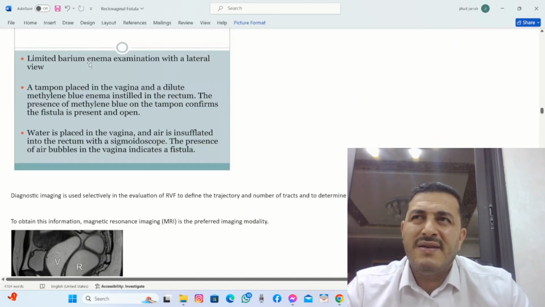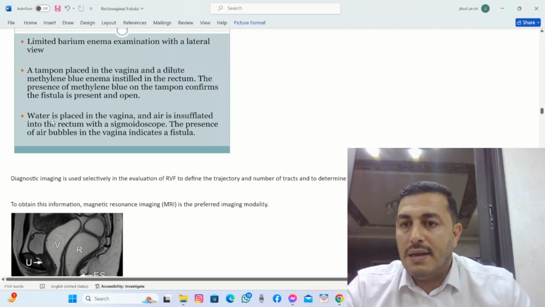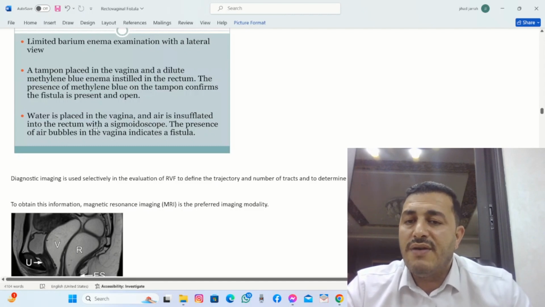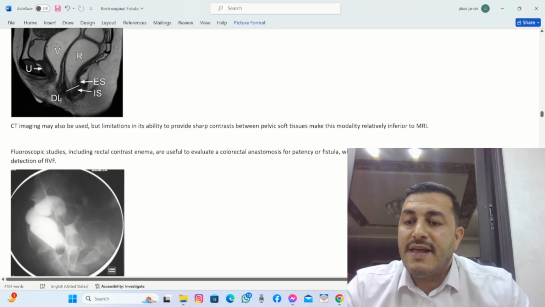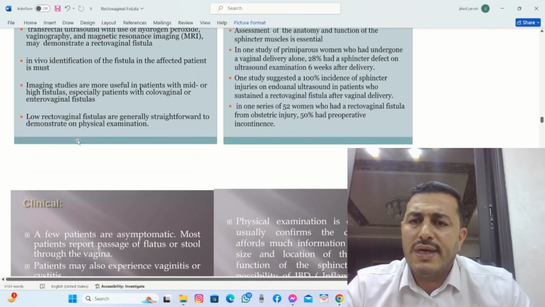The use of barium enema here is limited. We said vaginography; we can use a contrast enema in the rectum that will lead to the vagina. Okay, the tampon test we talked about. Some will actually instill water in the vagina and insufflate air in the rectum and see if there is any bubble in the vagina. This is the imaging, this is the vaginography, they talk about transrectal ultrasound and its usage. Usually when we use ultrasound imaging for fistula, we use hydrogen peroxide. Vaginography and MRI may also help. Okay, what else can we add?